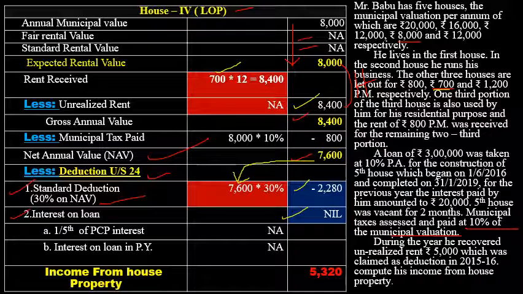So after deducting standard deduction from net annual value, you are going to get 5,320 as income from house property. 7,600 minus 2,280. So balance is 5,320, the income of the fourth house. So this is the solution for the fourth house.